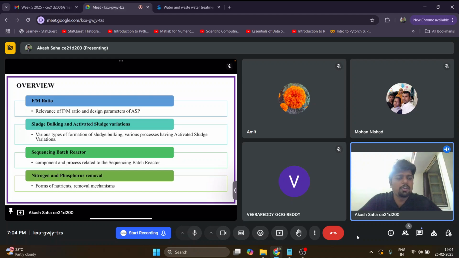Then we looked into the problem of sludge bulking and what the variations in the activated sludge processes are. What are the various types of formation of sludge bulking? We have seen that aspect. Then we started discussing the sequencing batch reactor, or the SBR: what are the various components and the processes relating to the SBR? And then we moved on to nitrogen and phosphorus removal: what are the various forms of nutrients, their removal mechanisms, etc. So this was the brief overview of this week's lecture.